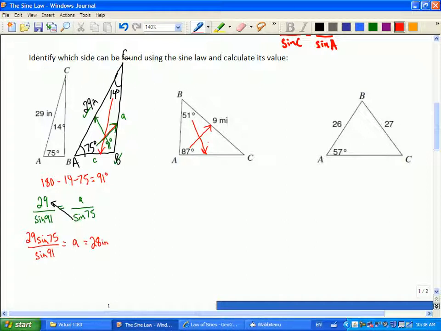Okay, so the connection that you can make here is 9 is paired up with the sine of 87. And that has to be the same as if I lined up this side here, B, to the sine of 51. Okay? So the pairs get lined up. Those pairs are equal. Now I can rearrange my equation. That'll go across. So I have 9 sine 51 over the sine of 87 will be the length of B.